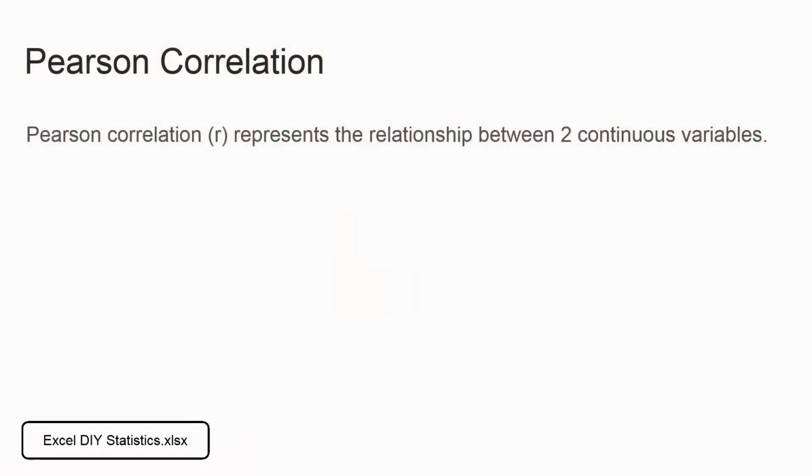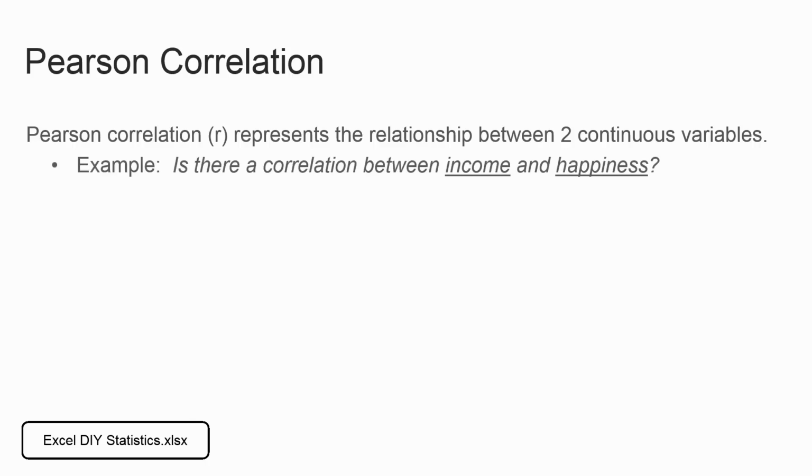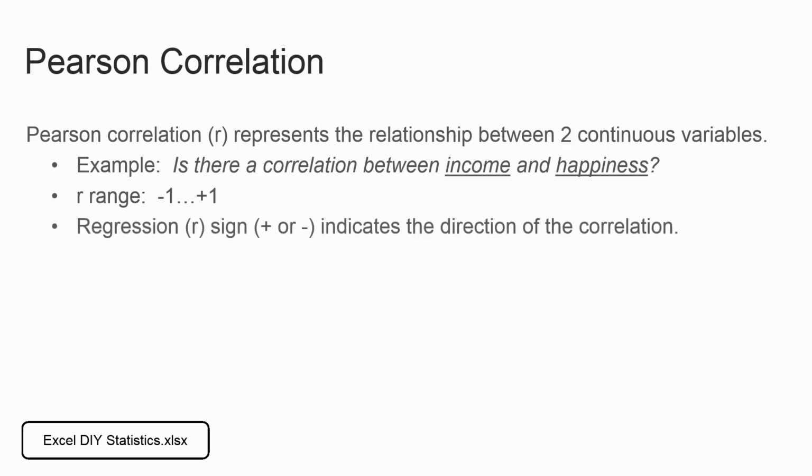The Pearson correlation, symbolized by R, represents the relationship between two continuous variables. For example, we could ask, is there a correlation between income and happiness? The statistical answer to this correlational question will be answered in the form of the R, which ranges from -1 to +1, wherein the sign, plus or minus, indicates the direction of the correlation.